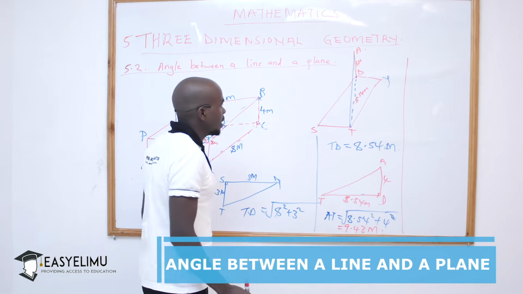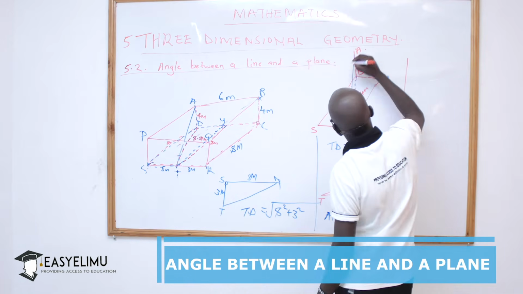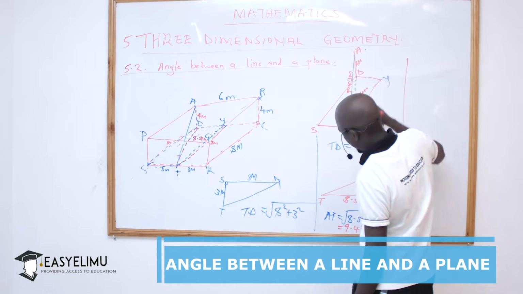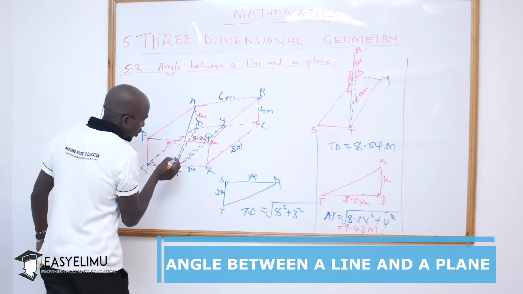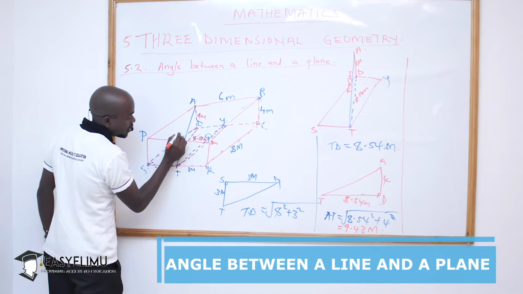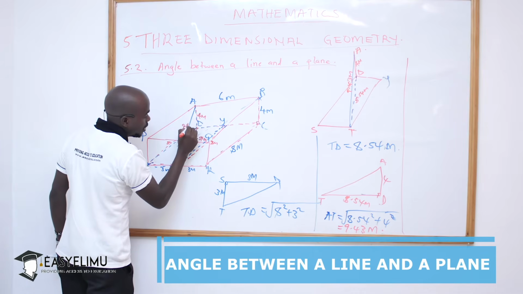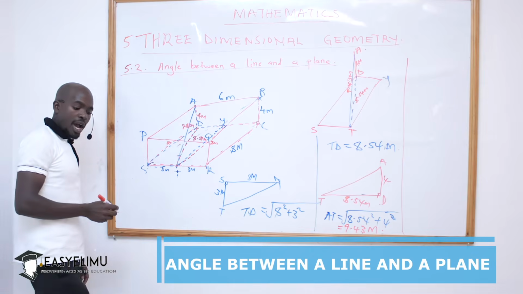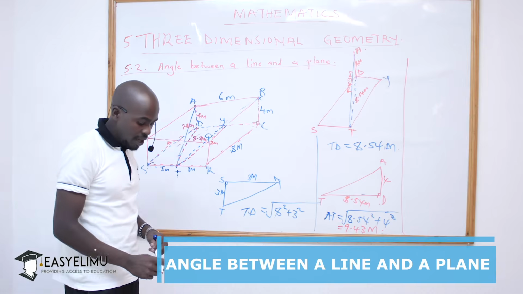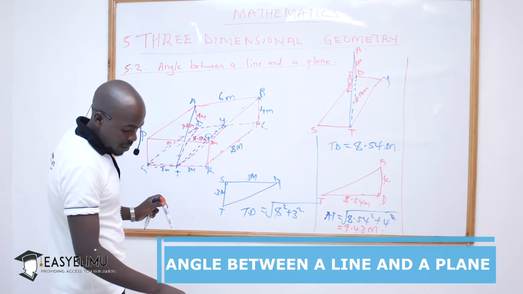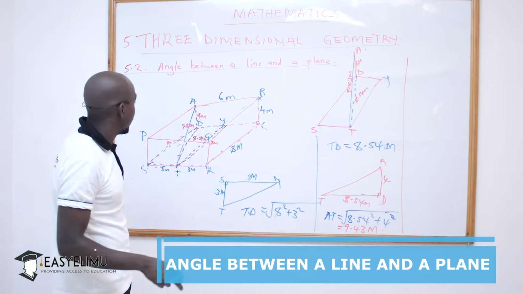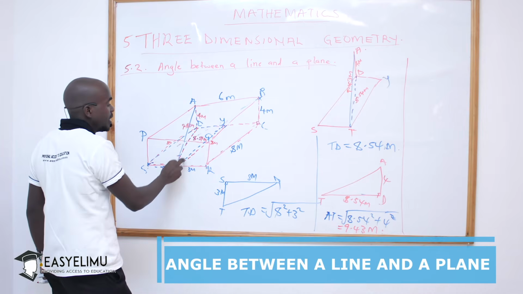So we are getting that the distance from T to A is 9.43 meters. What I'm talking about is the distance from this point to the upper point, which is 9.43 meters. We have found the length of AT, and we can say the length of AT is 9.43 meters, and therefore the angle between ATD.